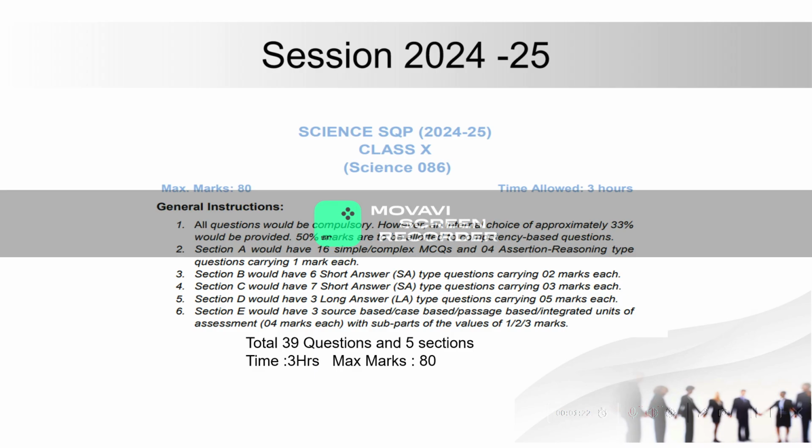You can see this is the science sample paper given by CBSE, and we know that it has 39 questions. You have to attempt 39 questions in 5 sections, and the time given will be 3 hours. Maximum marks are 80. There will be 16 simple MCQs, 4 assertion reason questions, then you will get 2 marks questions, 3 marks questions, then 5 marks questions, and also case based study questions.